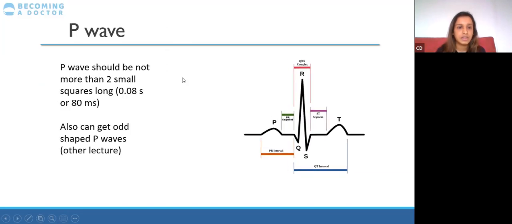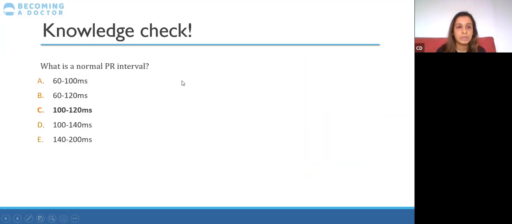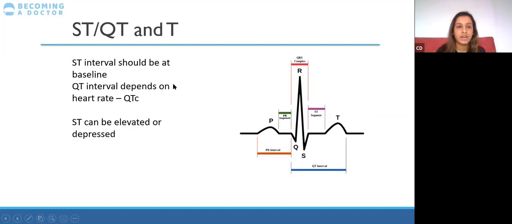Oh dear, what did I do? The QT interval, which is dependent on the heart rate. I hope no one saw the answer to that, but I'm sure you did.